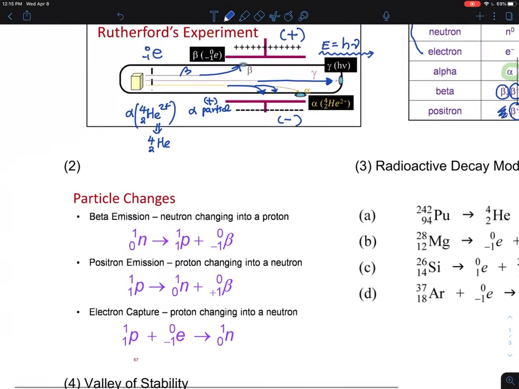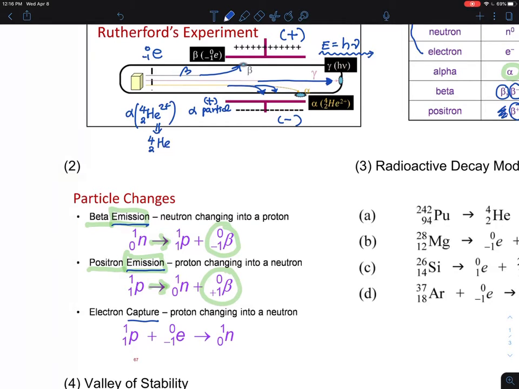So this is an example of the different types of reactions. One type is an emission, the other one is a capture. An emission reaction can be viewed as something being emitted after the reaction. So what is being emitted? Beta is being emitted, and that means an electron. A positron is being emitted. That's what it is.